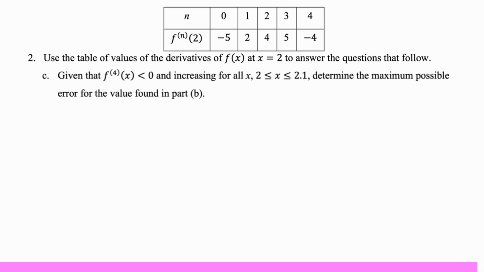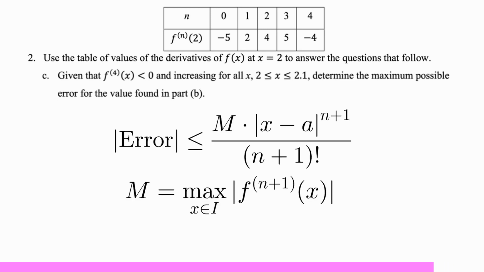Given that the fourth derivative of x is less than 0 and increasing for all x between 2 and 2.1, determine the maximum possible error for the value found in part B. Okay, so this is the Lagrange error bound. Some people freak out about it. There's nothing to freak out about. Just make sure you memorize the form of the error. If you have that memorized and you can figure out what M is, you're good to go.